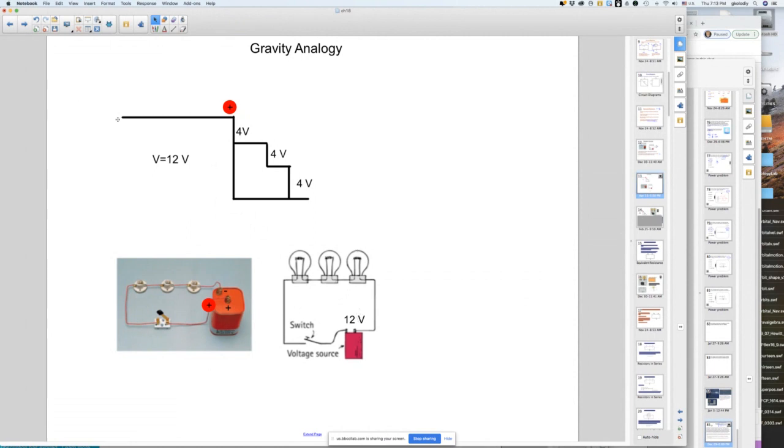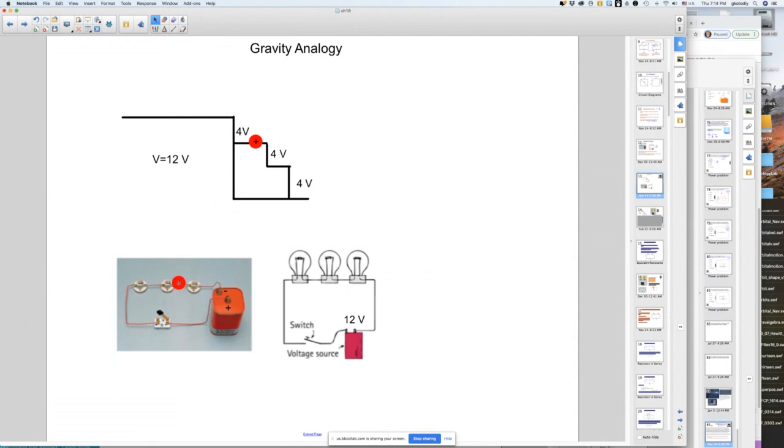What does that mean? That means when I close the switch over here, the electron starts going from the positive through the switch. It's got a lot of energy. It's like it's at the top here, and it's going to drop. It's going to drop when it goes across this bulb. It drops 4 volts, because it started at 12.